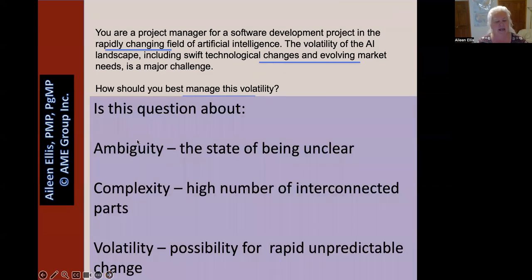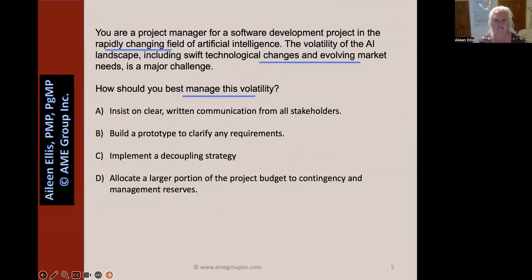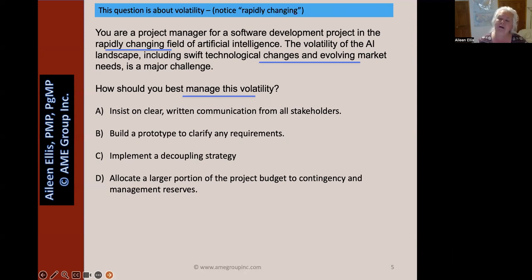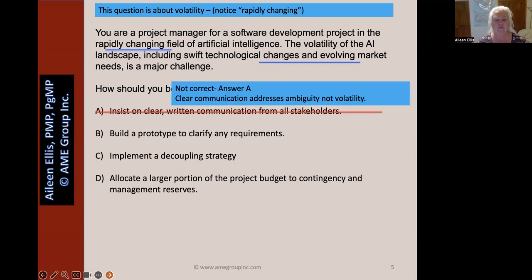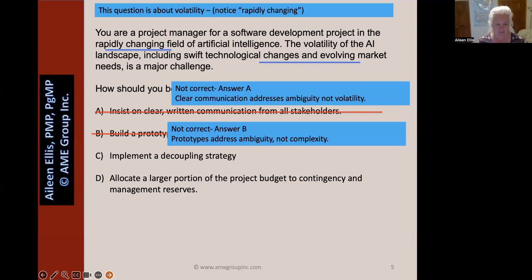Is this question about ambiguity, complexity, or volatility? There are so many clues in the question. It's about volatility. Do you remember how to address volatility? A, clear written communication. No, that's a way to address ambiguity. Prototypes, answer B. Prototypes address ambiguity. Not complexity, not volatility.